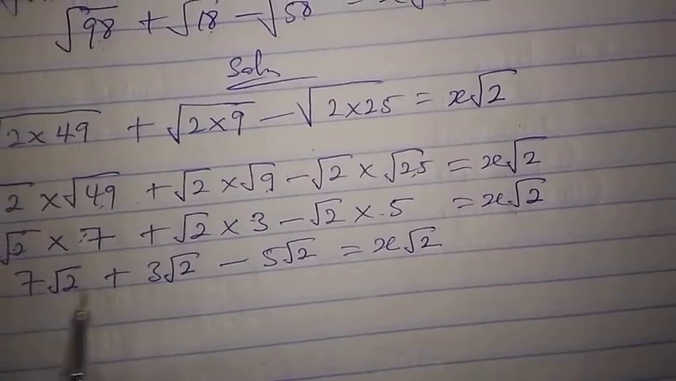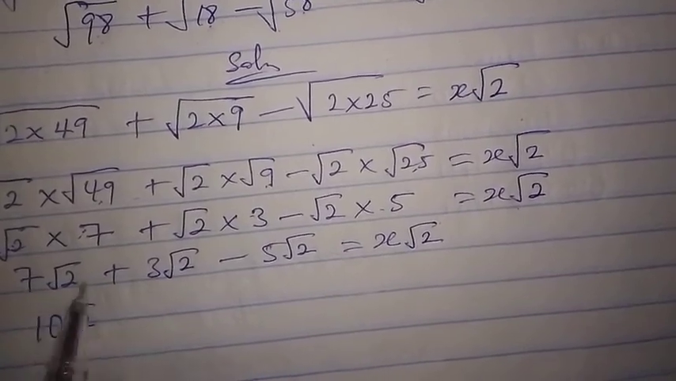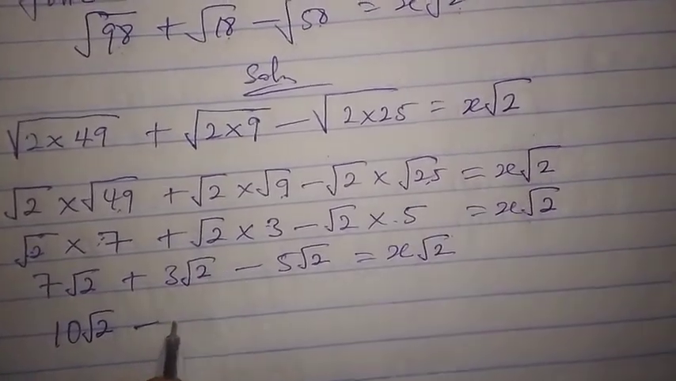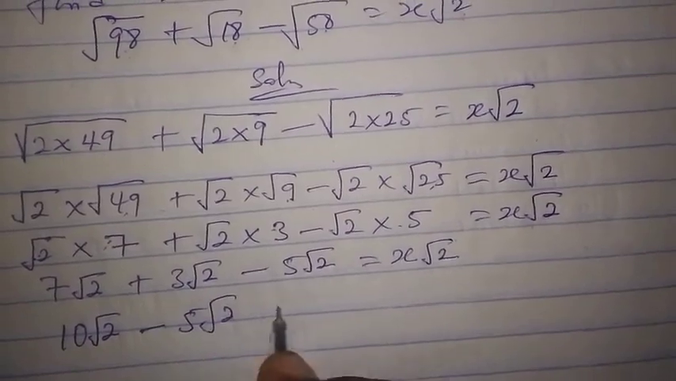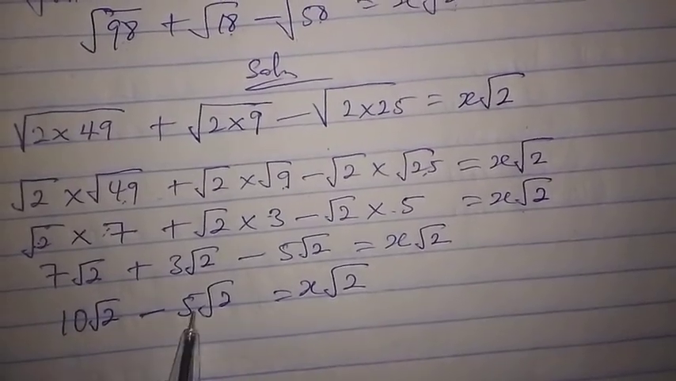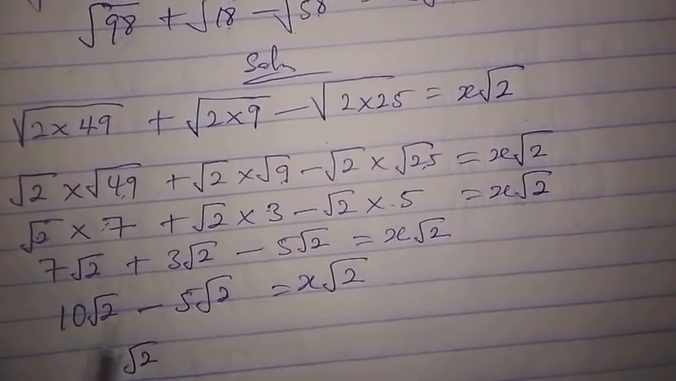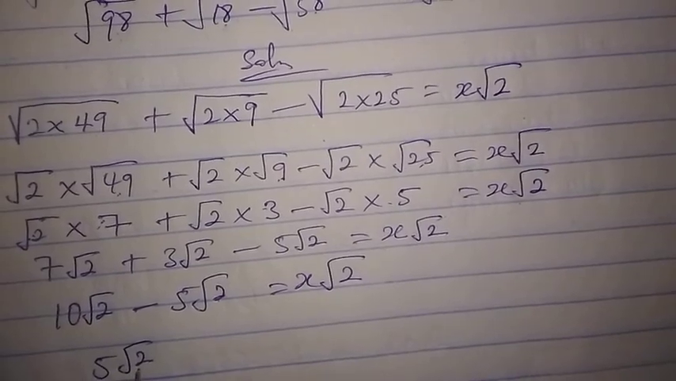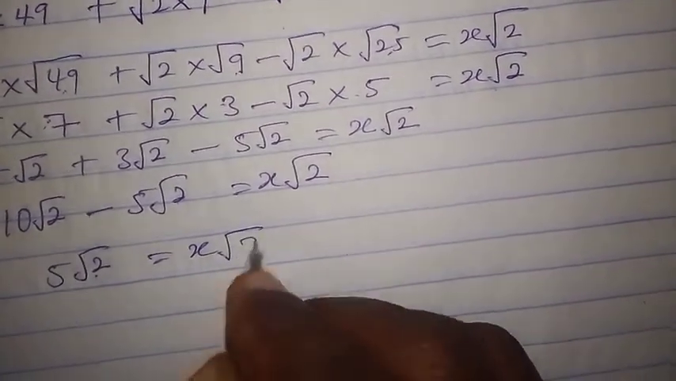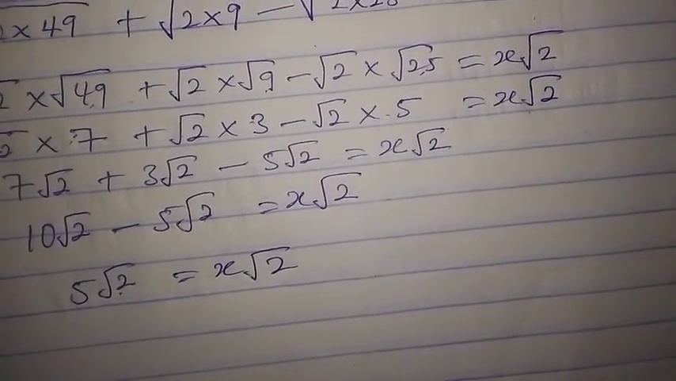So I can add these two together. If I add this plus this, it will give me 10 square root of 2, because they are the same, we'll pick one square root of 2. Then minus 5 square root of 2 equals x square root of 2. I must subtract this now. 10 minus 5 will give me 5 square root of 2. Because they are also the same, I'll pick one. That's why I'm having only one square root of 2 now, equal to x square root of 2. Now you see that at the end of the day, we are having the same thing.